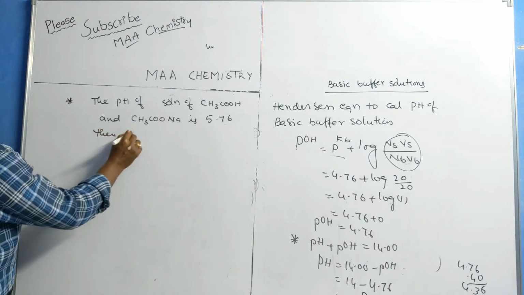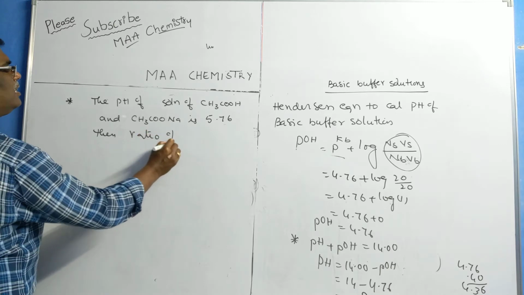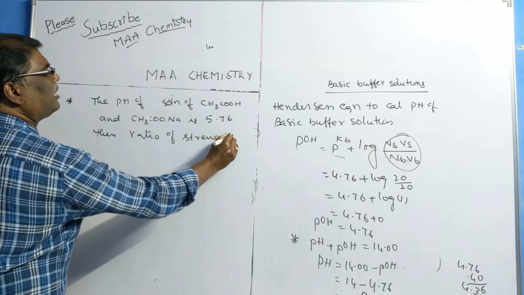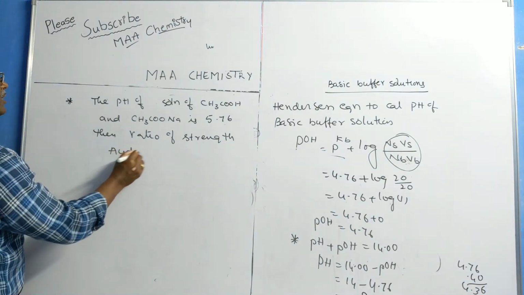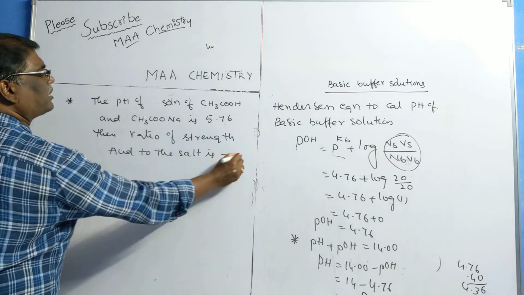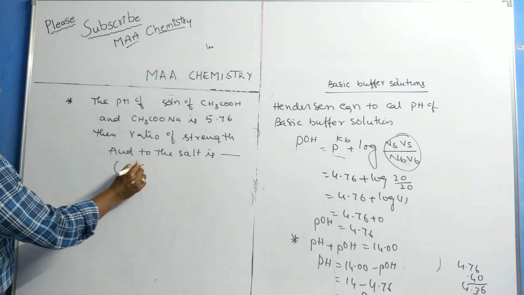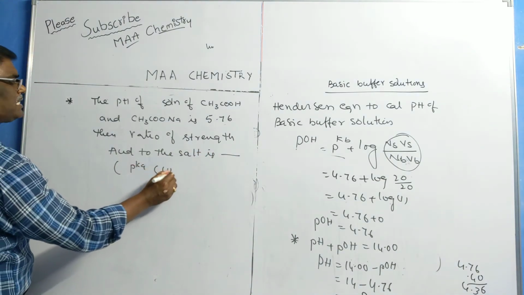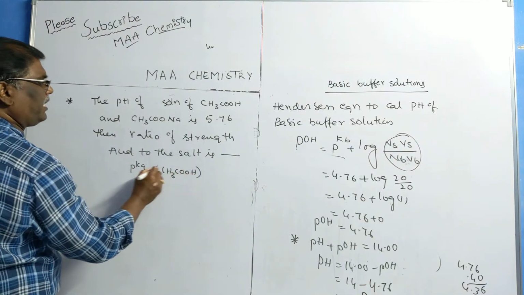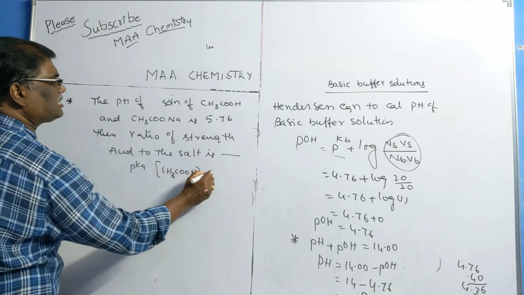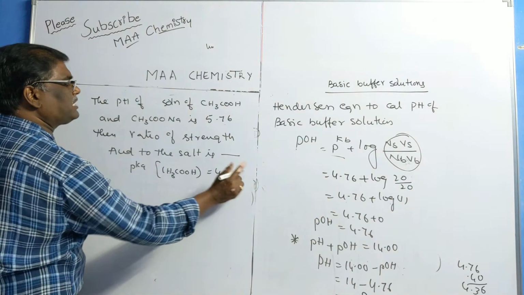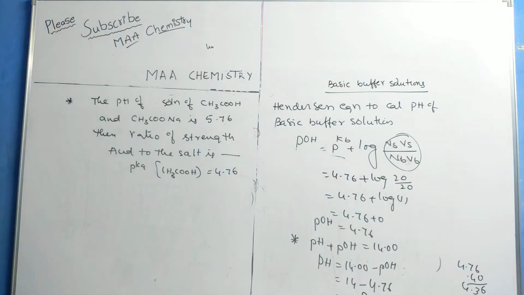Then the ratio of strength of acid to the salt is what? Given the pK of the weak acid, acetic acid, is taken as 4.75 or 4.76. Let us suppose 4.76.